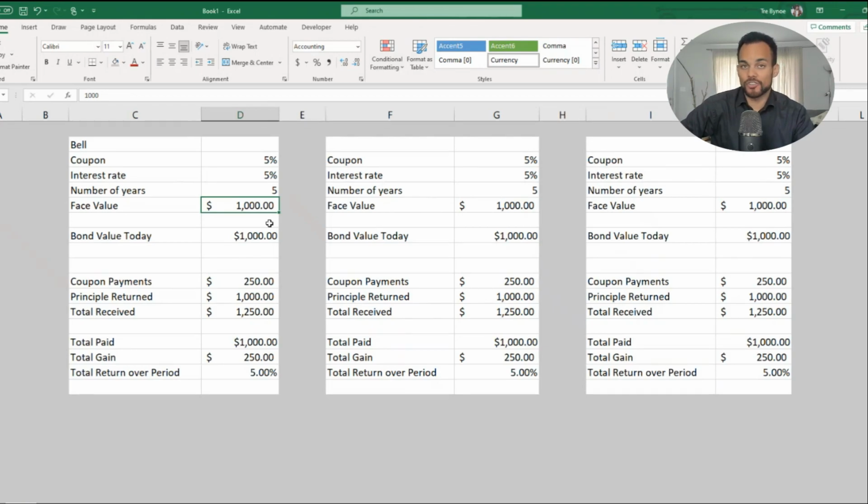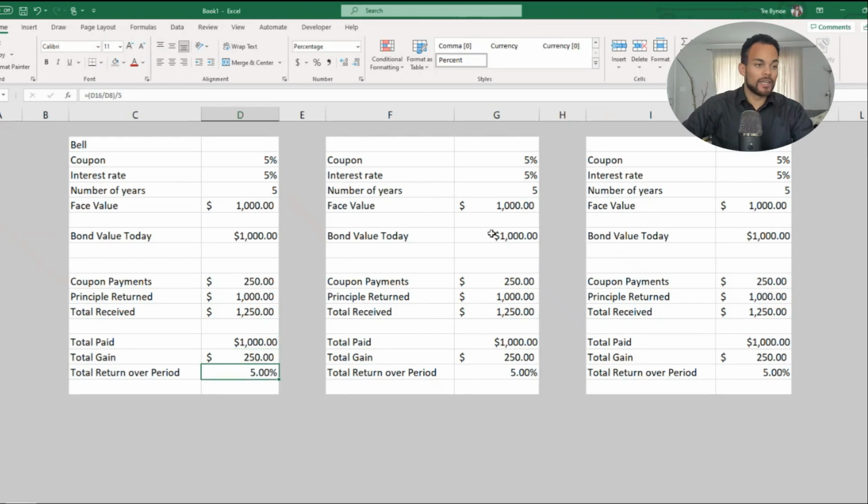And that's it. Because the bank will not give you a bond or a GIC based on other interest rates than the current ones. So you pay $1,000 for that. You get coupon payments of $250. At the end of the 5 years, you get $1,000 back, and the total you received is $1,250. You paid $1,000, you gain $250, 5% return.